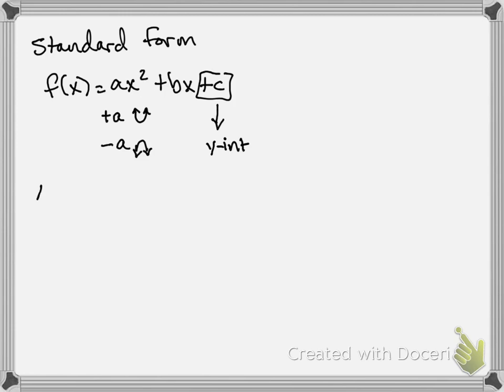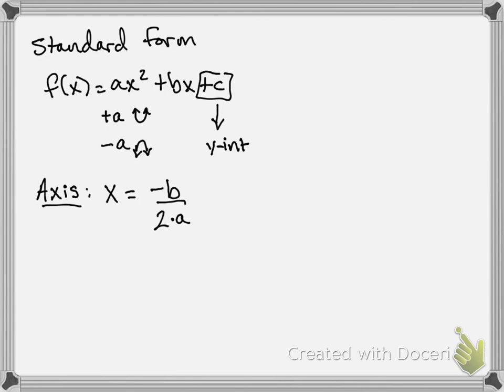Now, if you want to know the axis of symmetry, when it's in standard form, you can get the axis of symmetry by taking the x value, negative b over 2 times a. That'll give you that every single time. It's only one number for the axis of symmetry. It's x equals one single number.